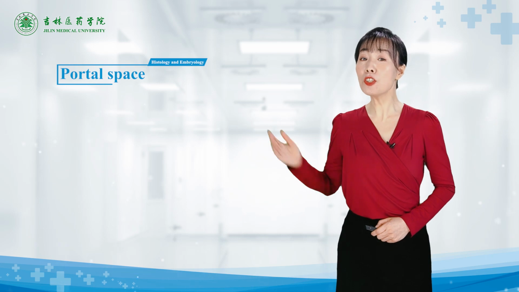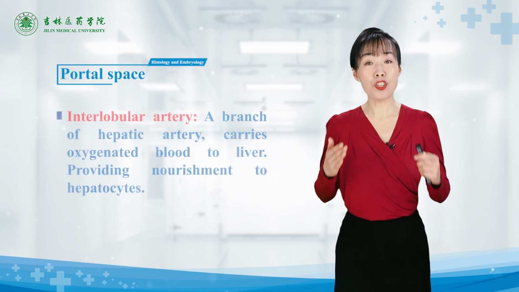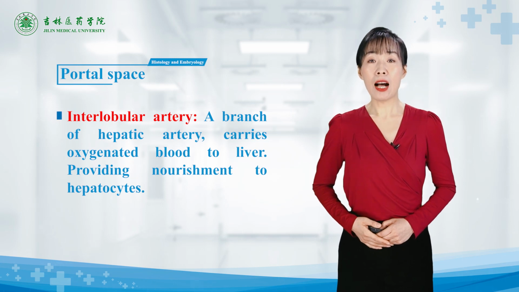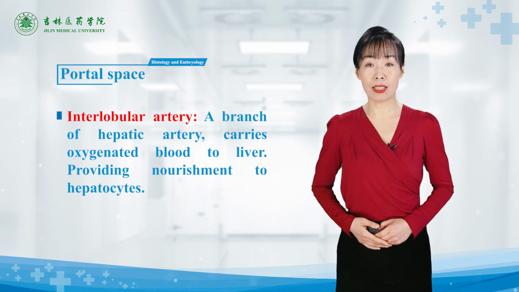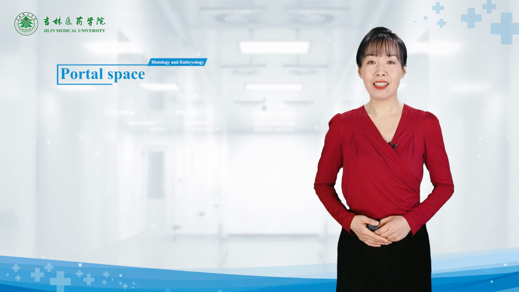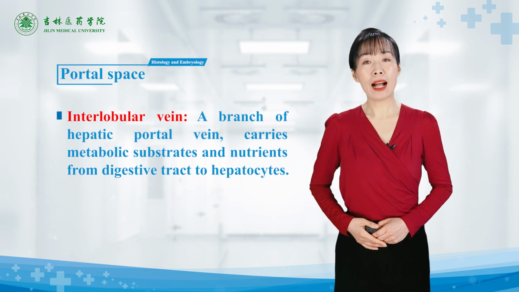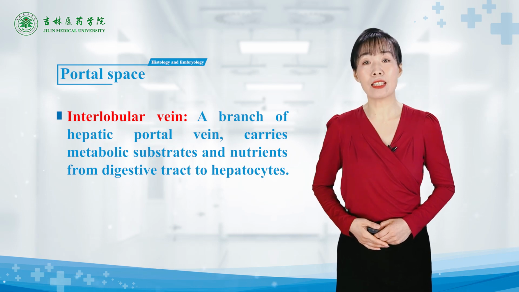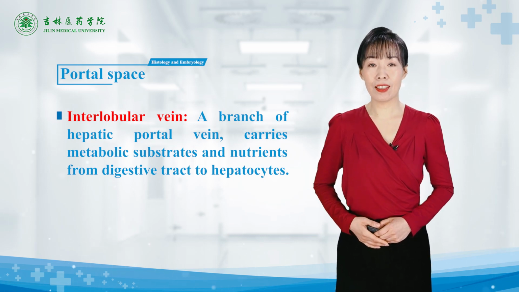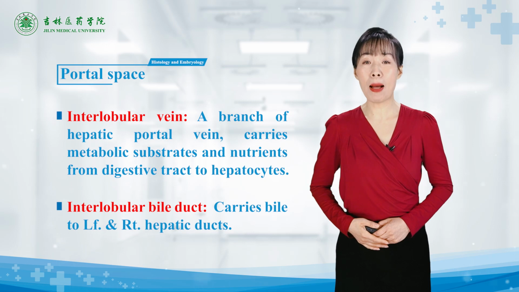Portal space. Portal space is present at the corners of the lobules, containing interlobular artery, a branch of hepatic artery that carries oxygenated blood to the liver, providing nourishment to hepatocytes. Interlobular vein, a branch of hepatic portal vein, carries metabolic substances and nutrients from the digestive tract to hepatocytes. Interlobular bile duct carries bile to left and right hepatic ducts.